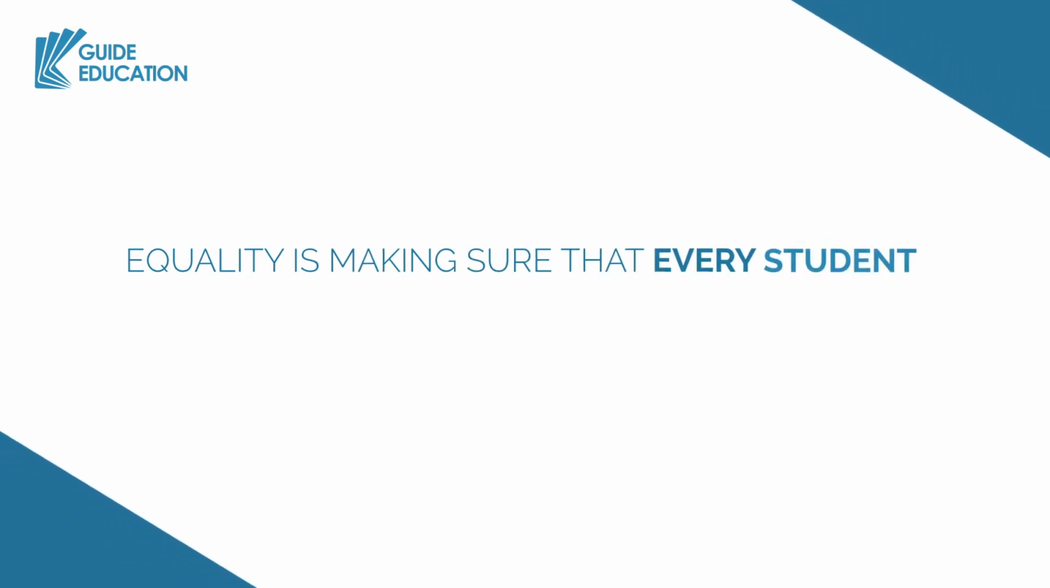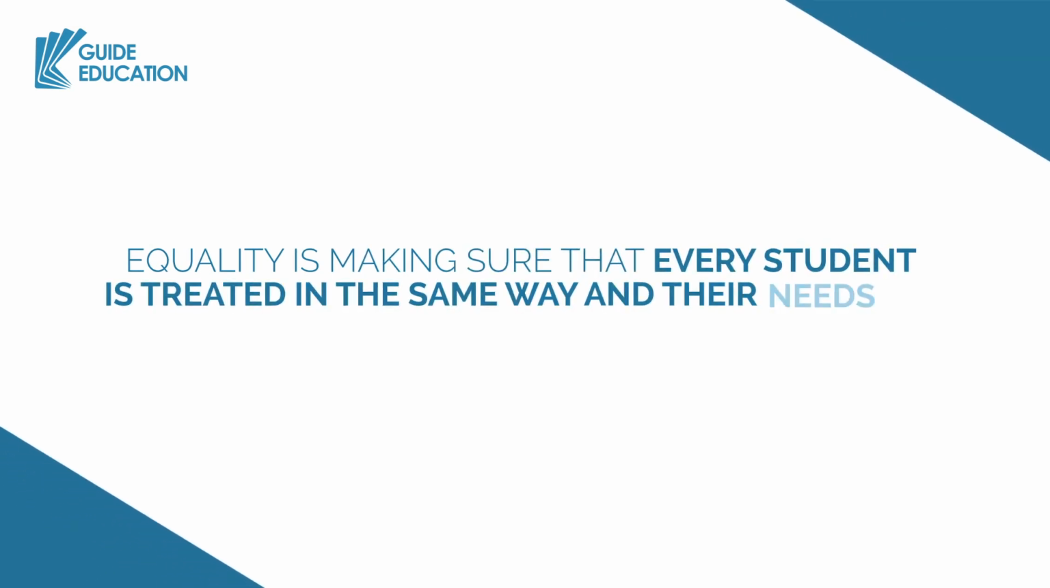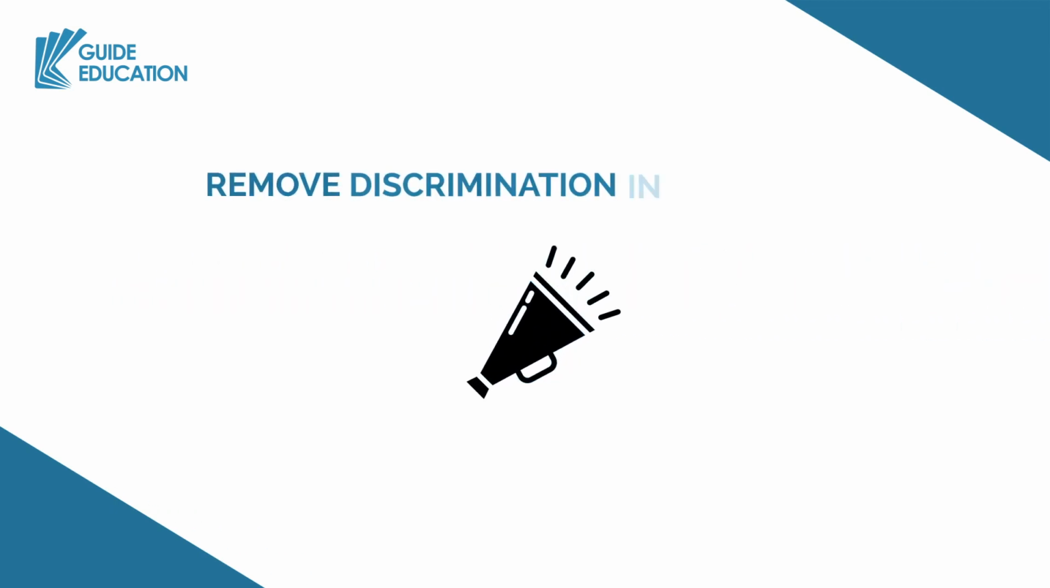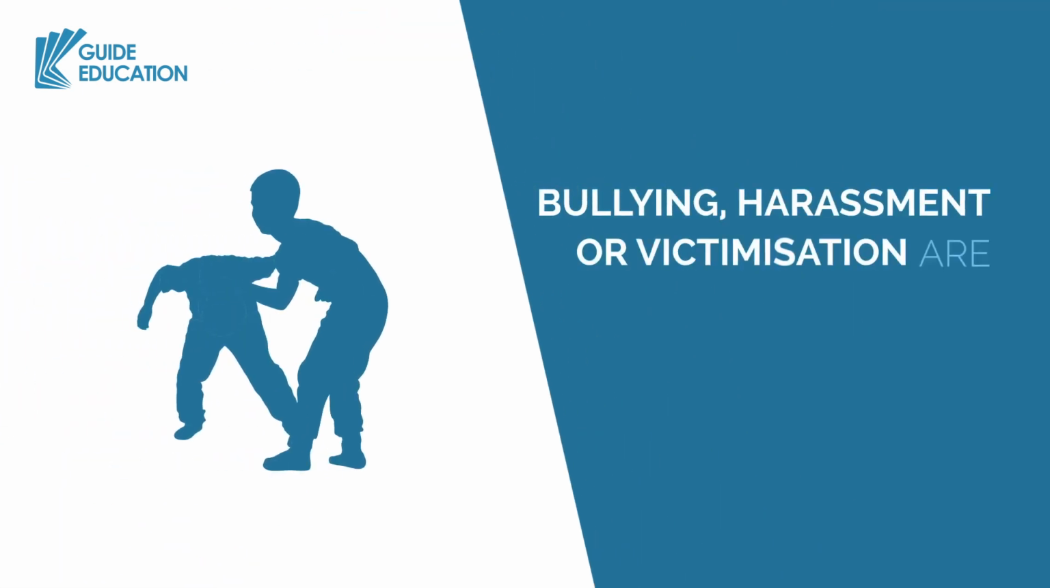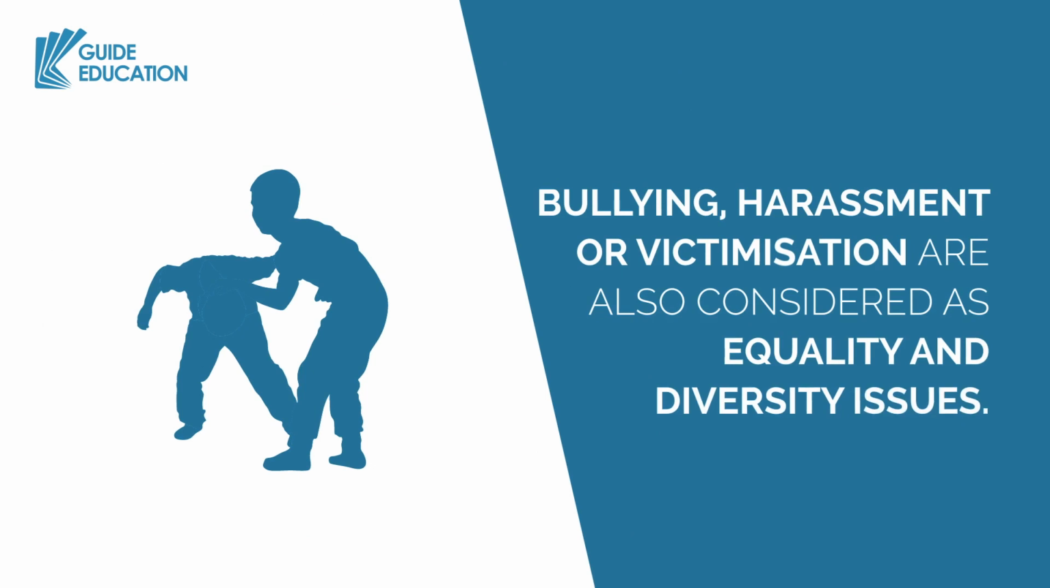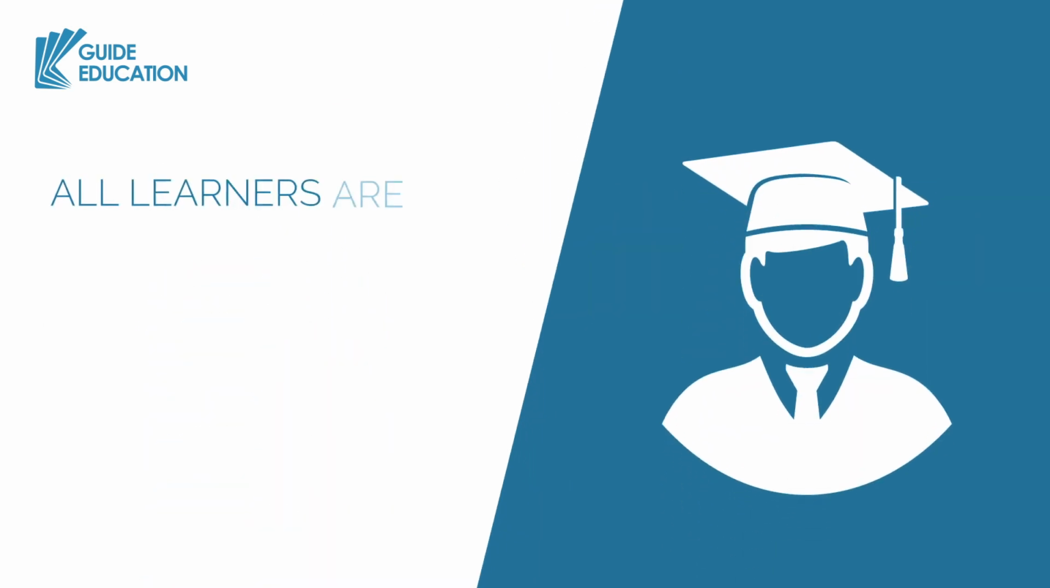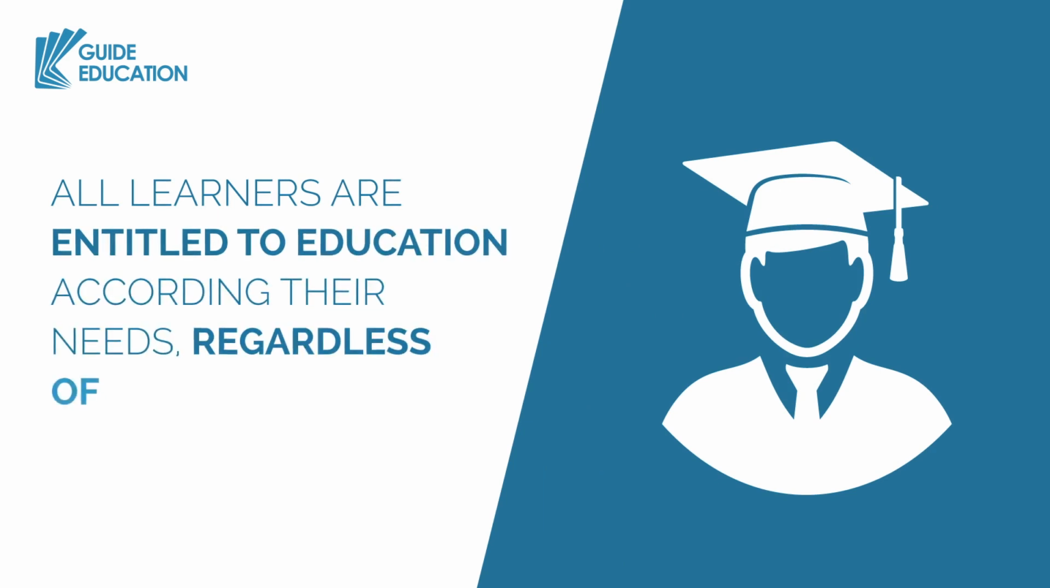Equality is making sure that every student is treated in the same way and their needs are met in different ways. Promoting equality should remove discrimination in all of the aforementioned areas. Bullying, harassment, or victimization are also considered as equality and diversity issues. All learners are entitled to education according to their needs, regardless of any difference.